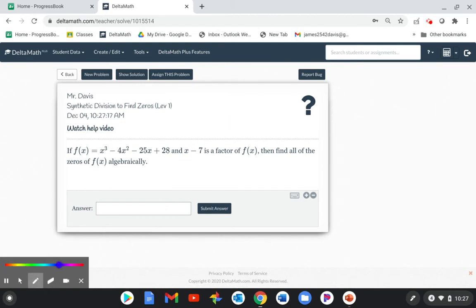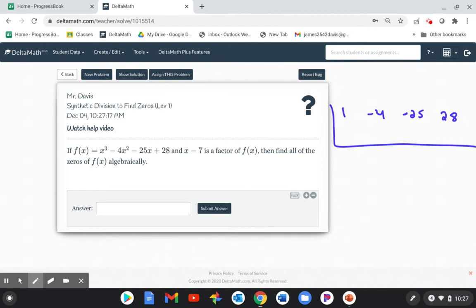So we'll write out our coefficients. We do have 3, 2, 1, 0 for the powers. So we're good. 1, negative 4, negative 25, and 28. On the outside, we should have a positive 7 because it's a factor. So with the opposite, we're going to get 1, 7, 7, 3, 21, negative 4, negative 28. So we do get 0. It's good. Our new equation becomes 1x squared plus 3x minus 4.